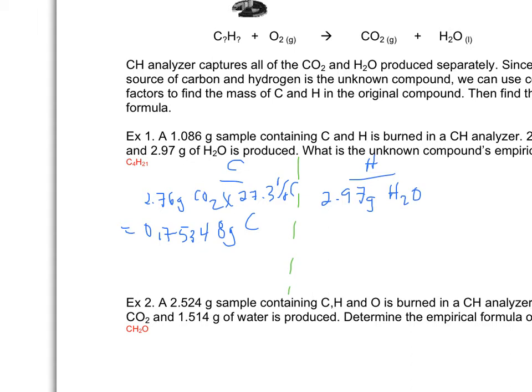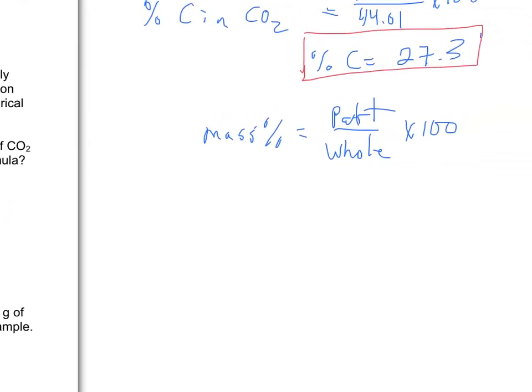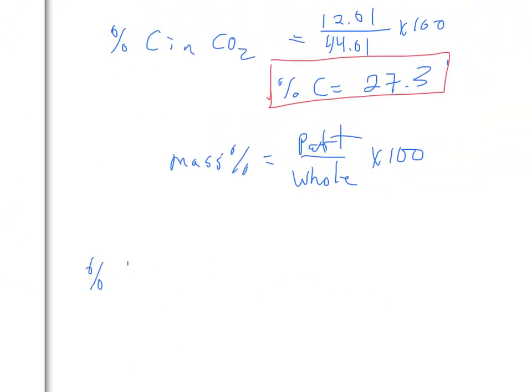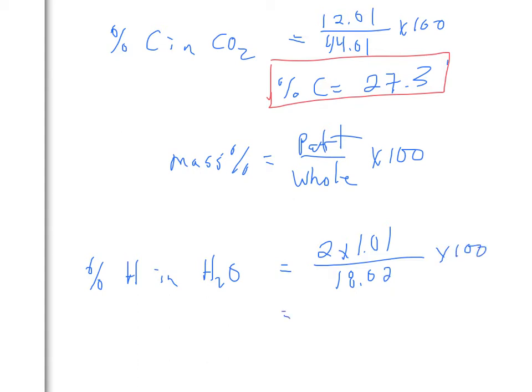I'm now going to go through the same process and calculate the percent of hydrogen in water. There's 2 hydrogens in water, so I'm going to take 1.01, the molar mass of hydrogen, and times it by 2, and divide it by the mass of the whole, the molar mass of water, and times it by 100. Again, if I just use 3 sig digs, that's accurate enough for this type of question. So water is 11.2% hydrogen.